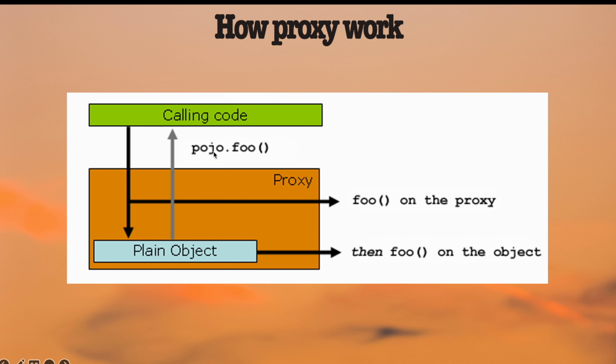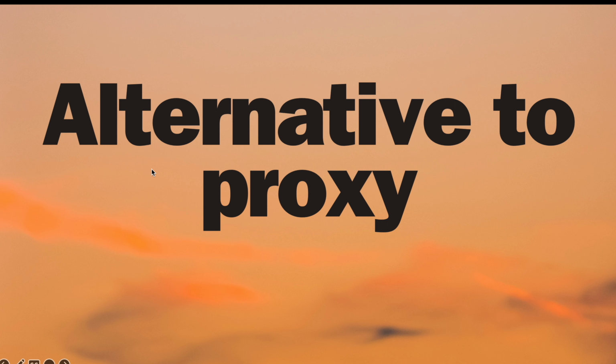So this is how proxies work. You have a call to a method called foo, but before the call invokes this method foo, it passes through a proxy object. Then the proxy object will delegate to the method of the original object. So basically this is how proxies work.